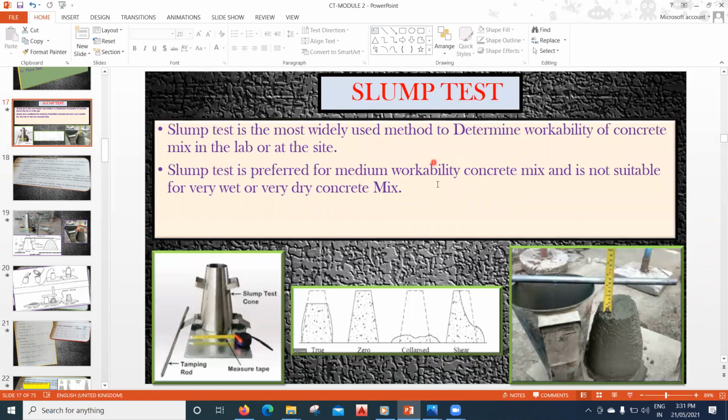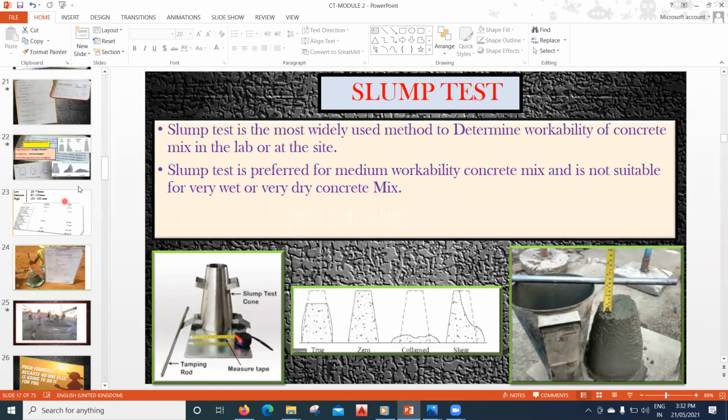Slump test is preferred for the medium workability concrete mix, and it is not suitable for very wet concrete. What do you mean by very wet? Very wet means having more workability, that collapse nature, right? If your concrete is more wet, obviously when you try to remove the cone, it is going to collapse. The collapse is happening because of more water, that is, it is very wet, right? And also it is not suitable for very dry concrete. What do you mean by very dry concrete? That is a zero slump. If a concrete is very dry, then there is no subsidence at all, that is a zero slump. So again, your slump test will not be in a position to measure the slump of it. That is why the slump test will always fail for very wet and very dry concrete, right?